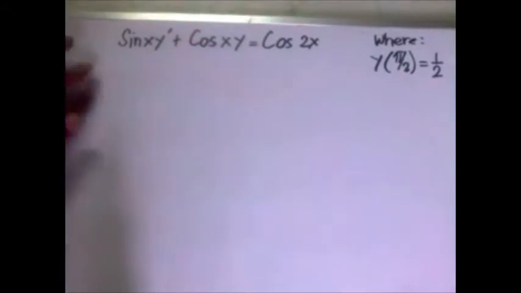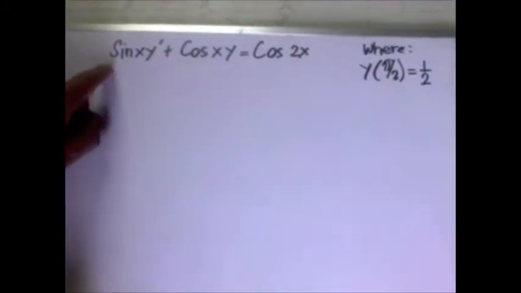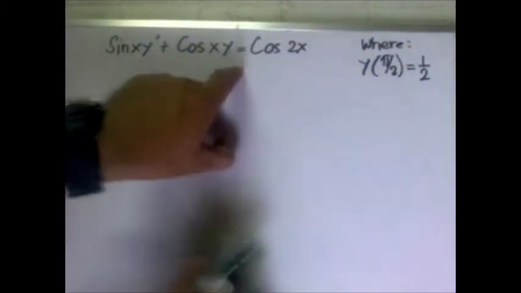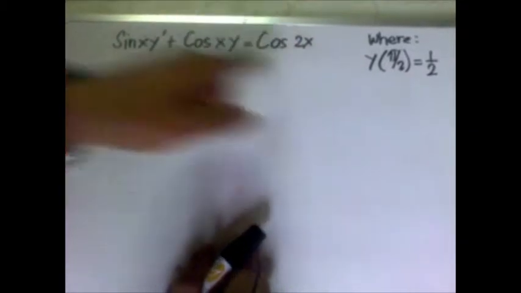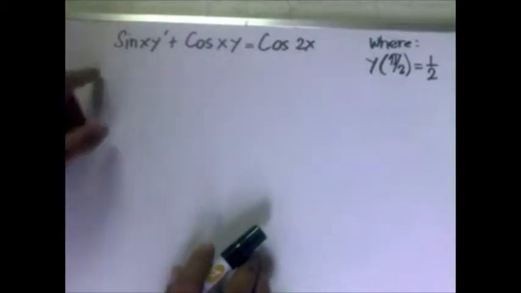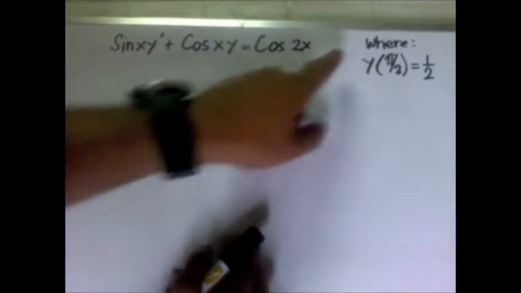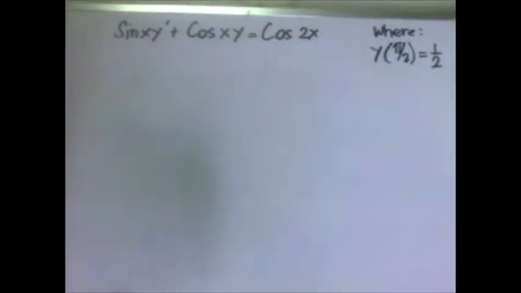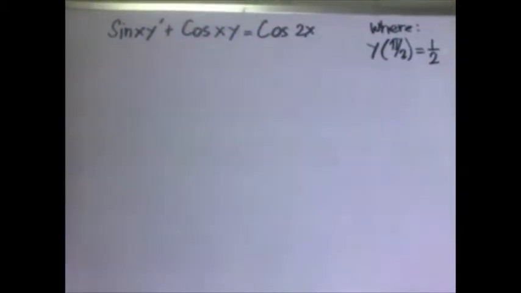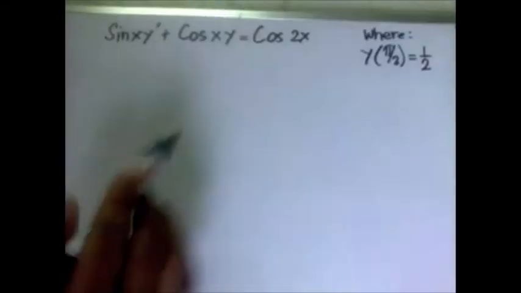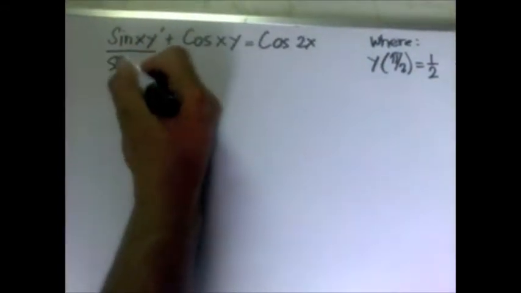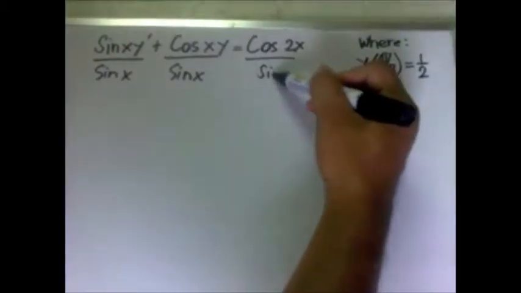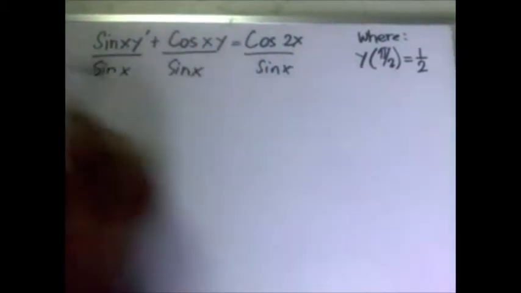But before that, let us first define the given equation. Our given equation here is sine x y prime plus cos x y is equal to cos 2x, in which we have to satisfy this differential equation under the given condition where y of pi over 2 is equal to 1/2. So here is now the process. The first thing that we have to do is divide all of the terms within the equation by sine x, so that we simplify our given equation.